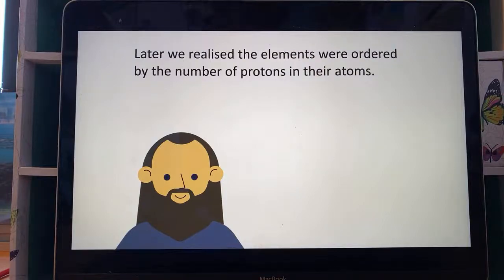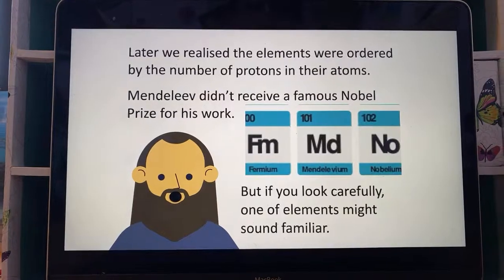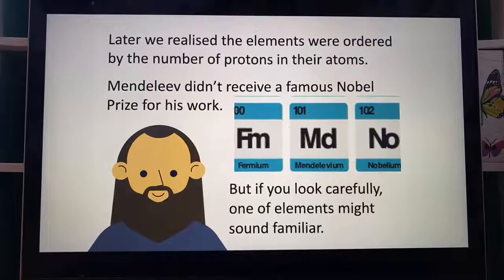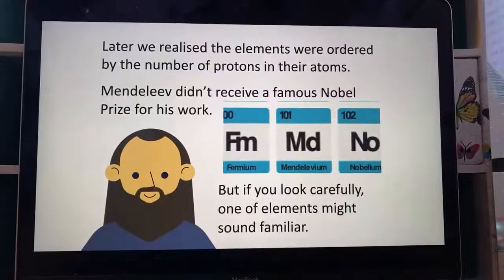Later we realised that the elements were ordered by the number of protons in their atoms, which is slightly different to their weights. Mendeleev didn't receive a Nobel Prize for his work. Totally shocking. But if you look very carefully, one of the elements in the periodic table might sound familiar. Mendeleevium, look, it's got 101 protons.